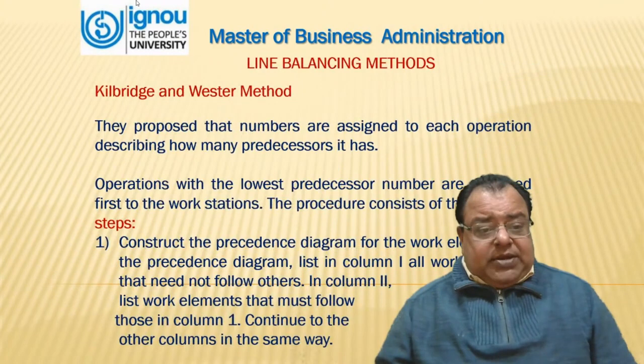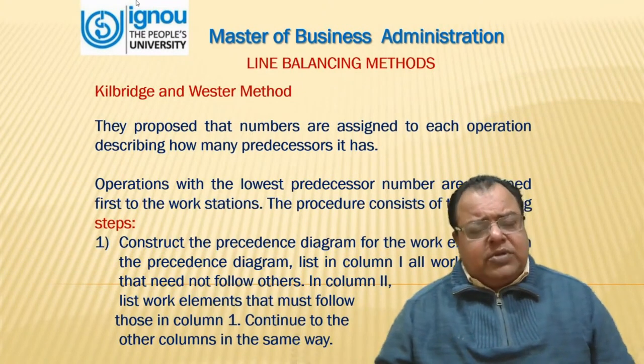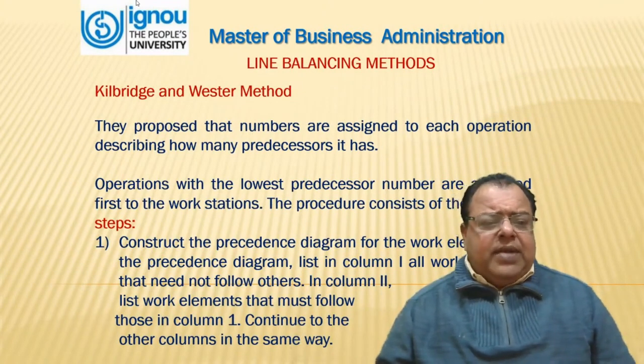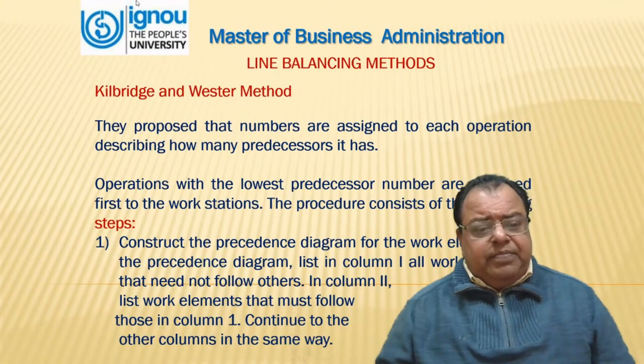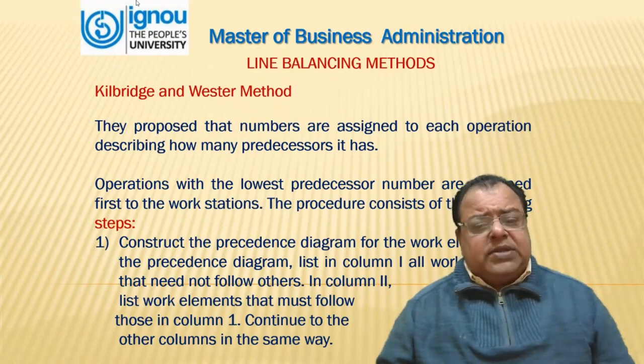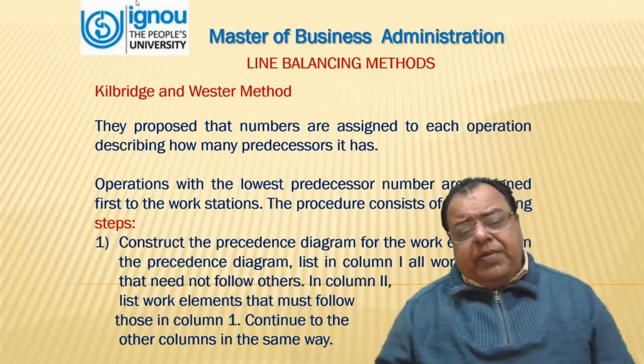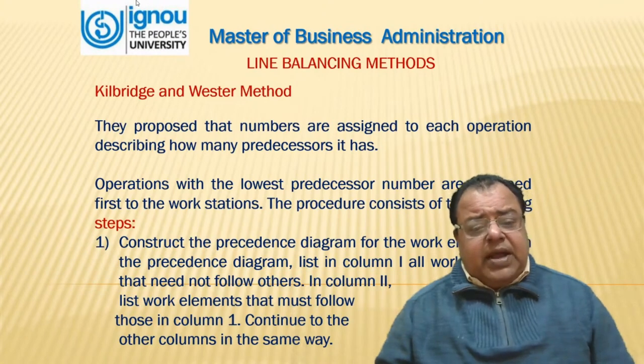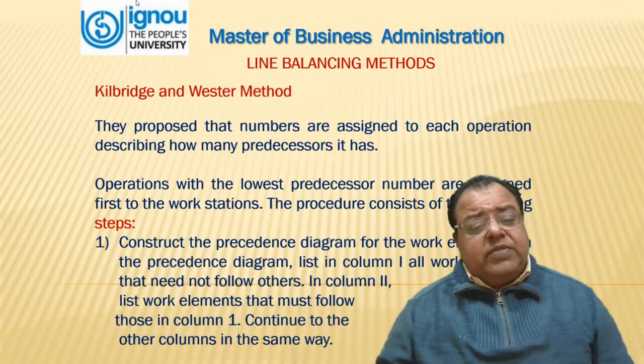Line balancing methods. First and most widely used method is the Kilbridge and Webster method. They propose that numbers are assigned to each operation describing how many predecessors it has. Operations with the lowest predecessor number are assigned to the workstation. The procedure consists of the following steps.